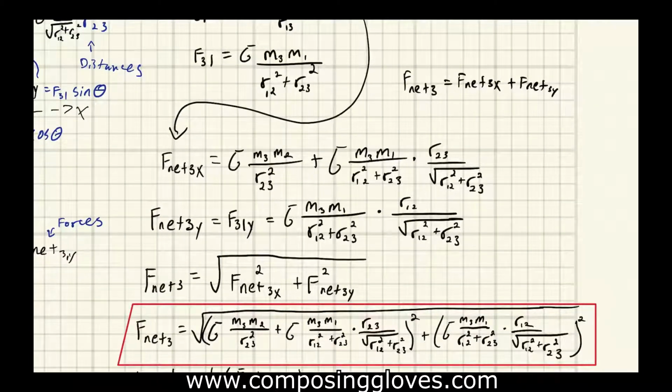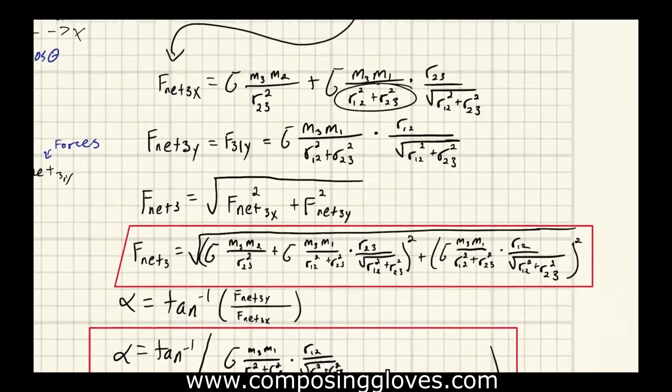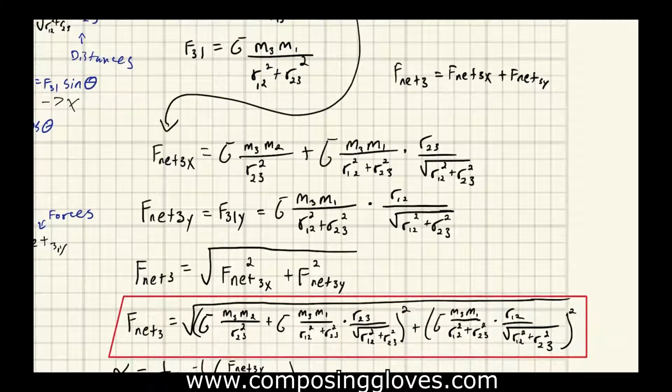So we're going to have our gravitational constant with our mass 3, mass 1 over, and then unfortunately in this case we have this crazy r squared. It's r31, right? But we can't write that. We have to write this thing, and it's squared. So same as this deal right here. And then we say r23 over the square root of this.